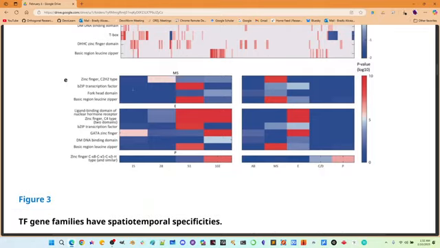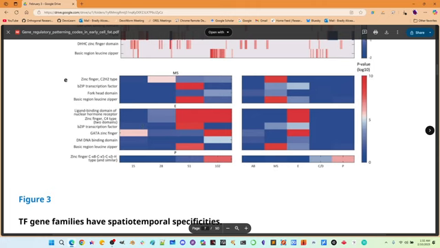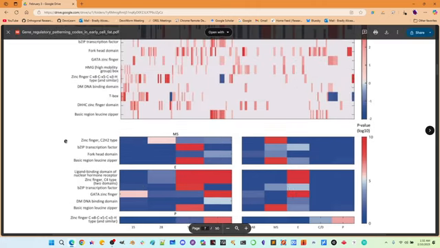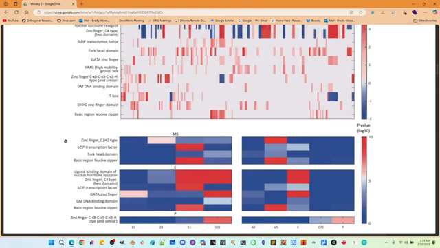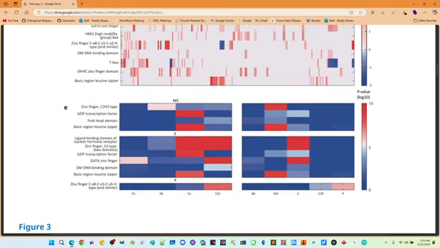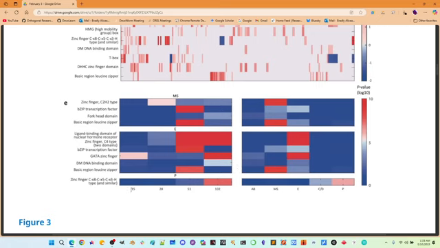Then we can see this broken out by sublineage. So this is the MS sublineage, the E sublineage, the P sublineage. And this is true for both cell stage and for sublineage.